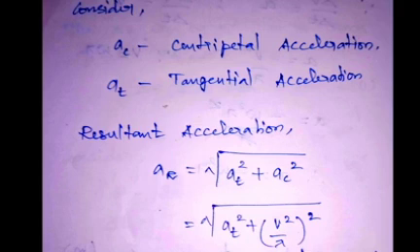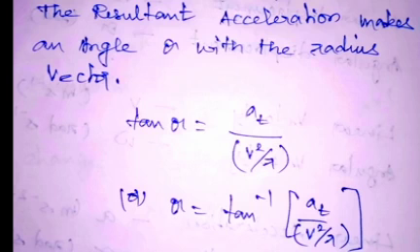Then we are going to find the angle of this acceleration. The resultant acceleration makes an angle theta with the radius vector. We know the formula mentioning the direction: tan theta is equal to AT divided by AC. Since AC is equal to V square by R, substitute in this equation we get tan theta is equal to AT by V square by R. Since we need only theta, we get theta equal to tan inverse of AT divided by V square by R.